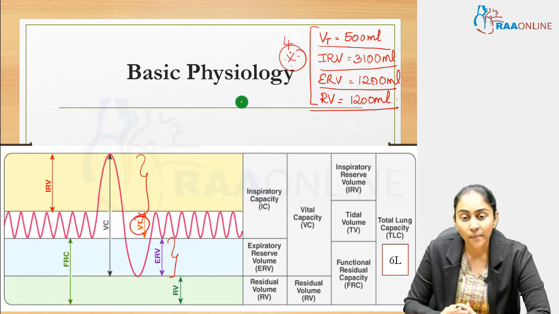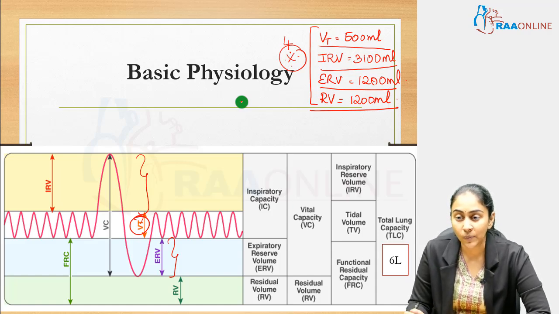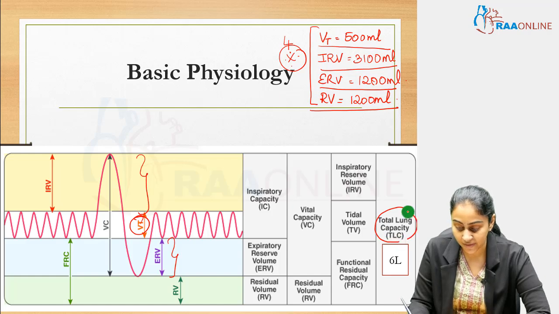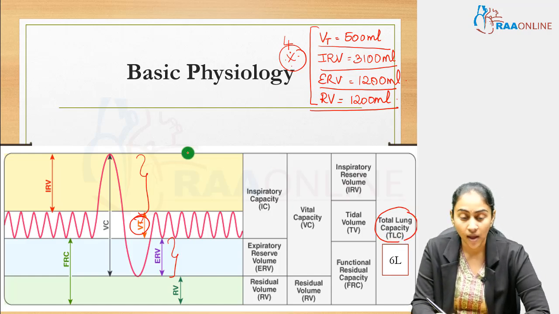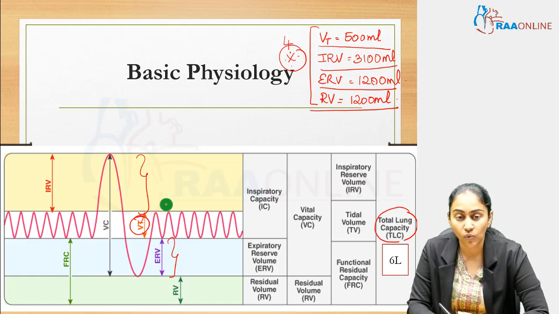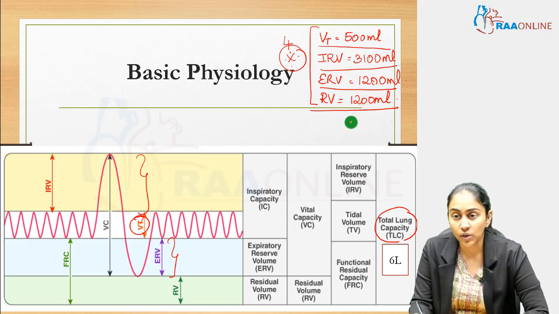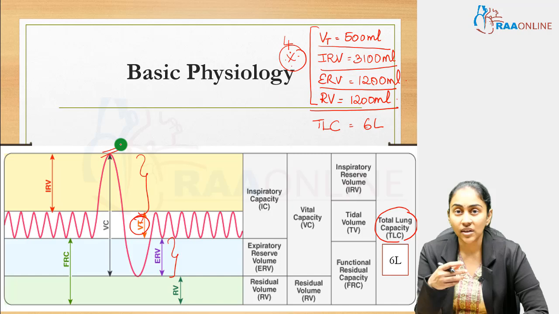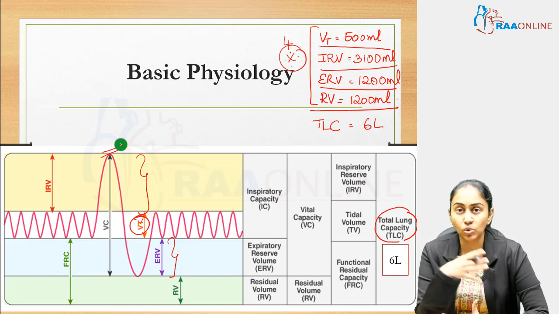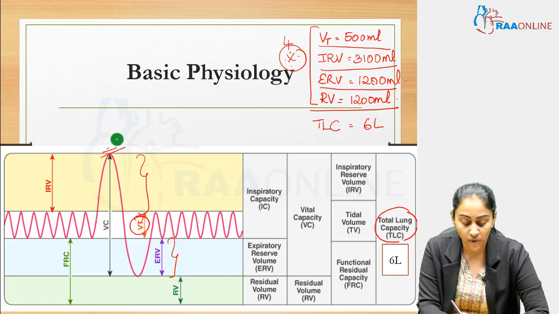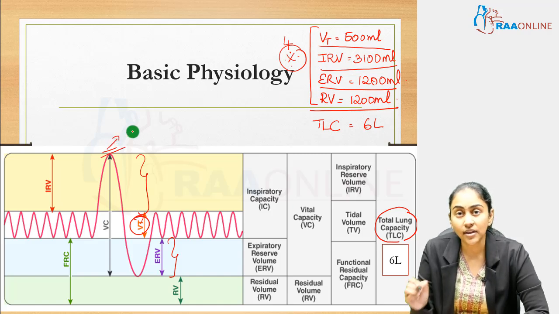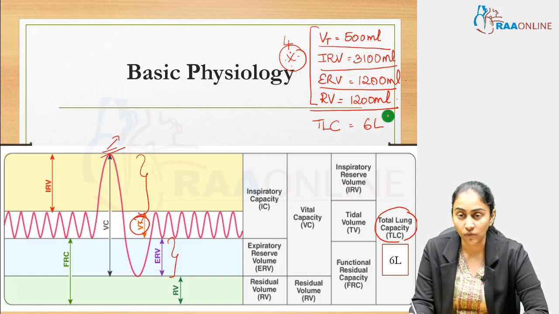Now, let's put them all together, and what we'll get is something called the total lung capacity. Total lung capacity is nothing but the sum of all these volumes, as you can see from here. You add these all together and you will know that the total lung capacity is going to be 6 liters. So basically, at the end of a forced inspiration, the total amount of air that's going to be in the lung, that is this point, the end of forced inspiration, is the total lung capacity. That is going to be 6 liters. It is the sum of all these 4 important volumes.